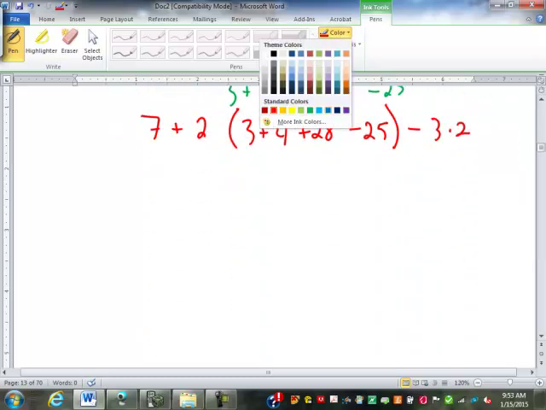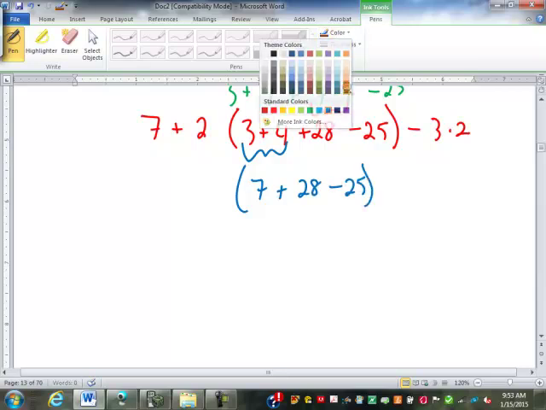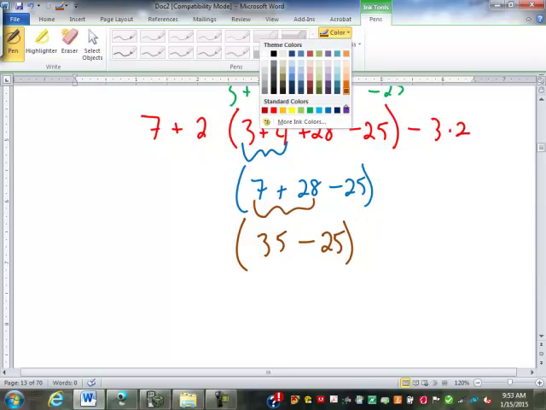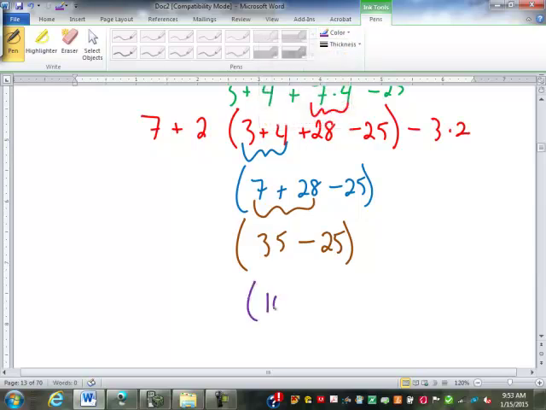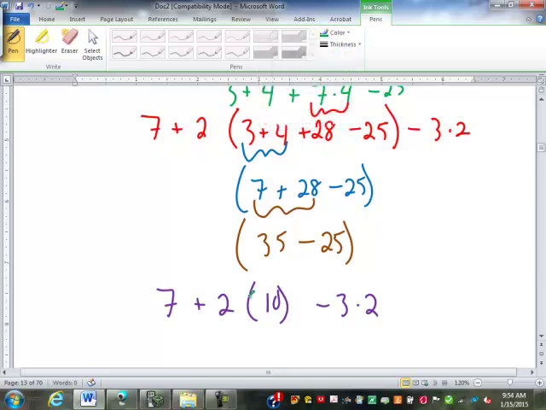I've done all my multiplication and division inside the parentheses, so now I can add and subtract. Again, since they're on the same level, I go left to right. So starting on the left, 3 plus 4 is 7. 7 plus 28, 35. And 35 minus 25 is 10. Now again, everything in that parentheses has been reduced to a single number, so I don't need that parentheses anymore.